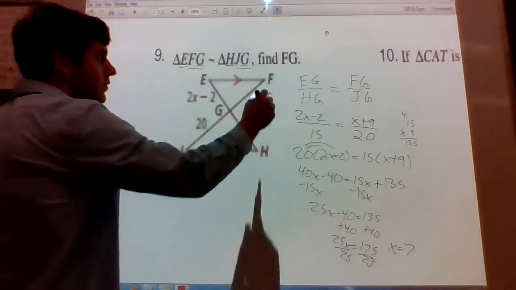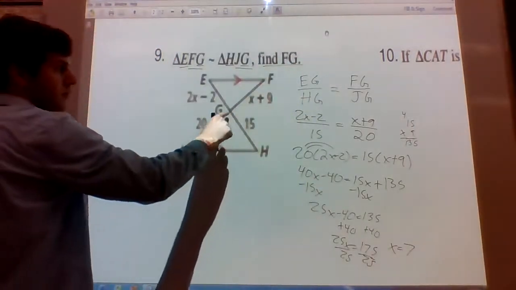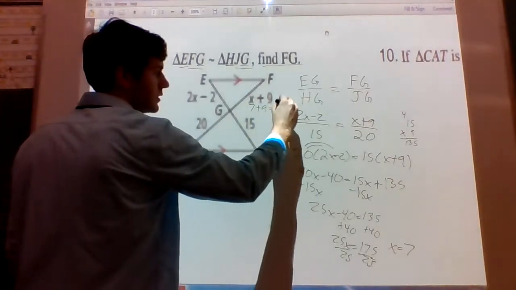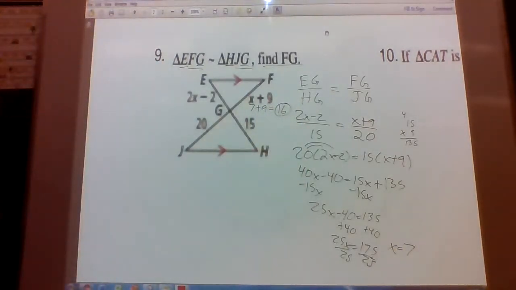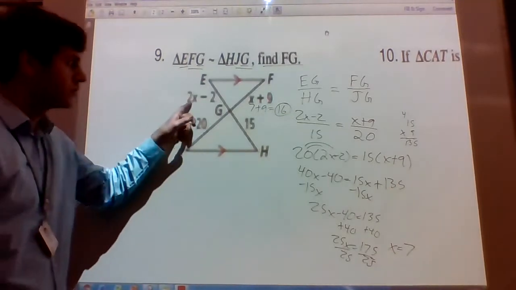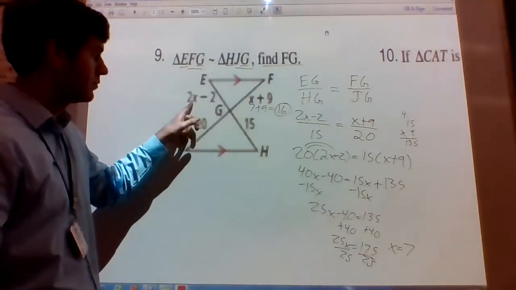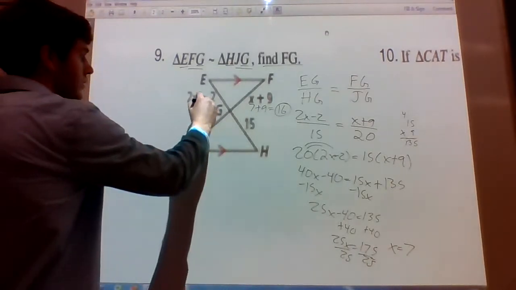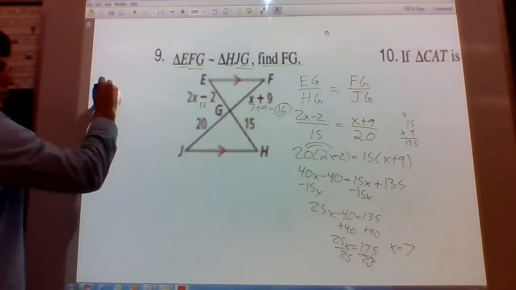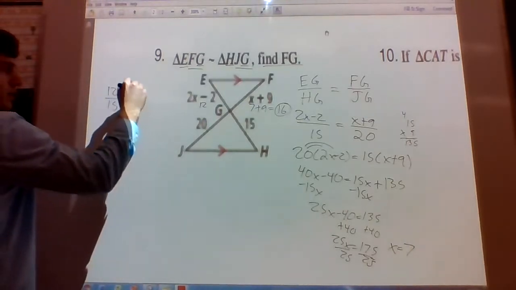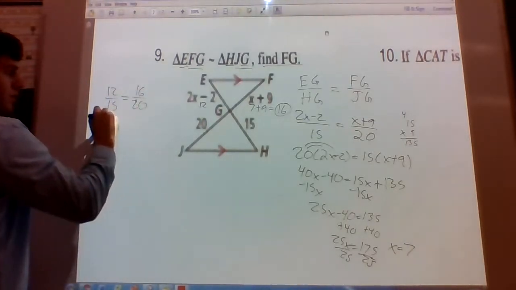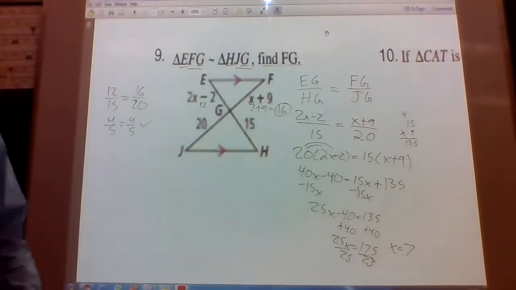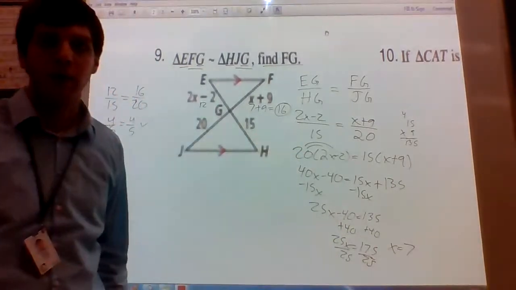The question wants us to find FG, which is x plus 9. So 7 plus 9 equals 16. If we wanted to check, we could check our proportion. EG is going to be 2 times 7, which is 14, minus 2 is 12. So 12 is to 15 as 16 is to 20, which is 4/5. So we know 16 is the right answer.